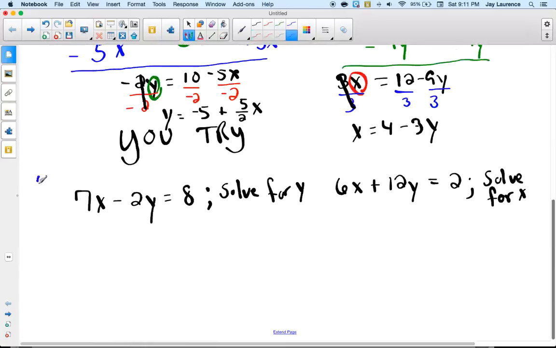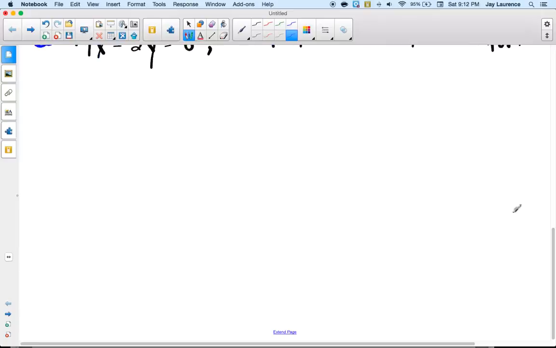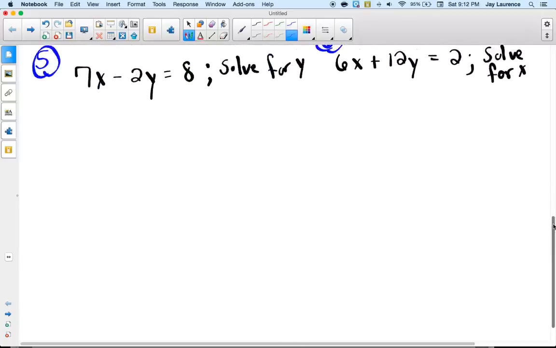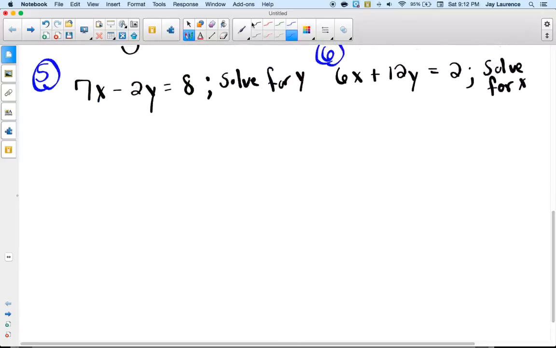And I want you to pause the video and try numbers 5 and 6 by yourself. On number 5, you're to solve for y. On number 6, you're to solve for x. Okay? I'm going to write the solutions down here, but again, I want you to try them on your own. To just sit and let the video play is pointless. Alright?